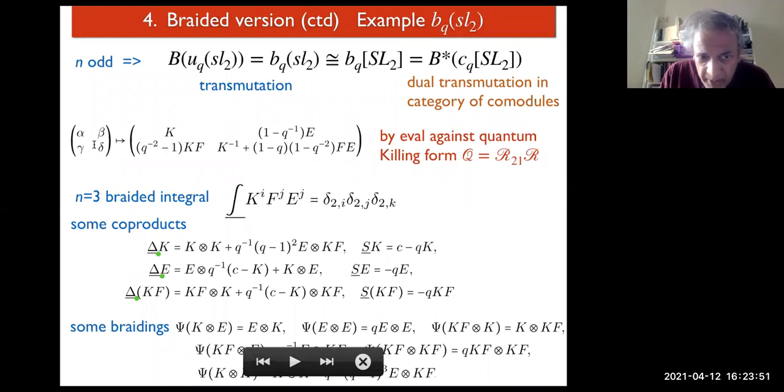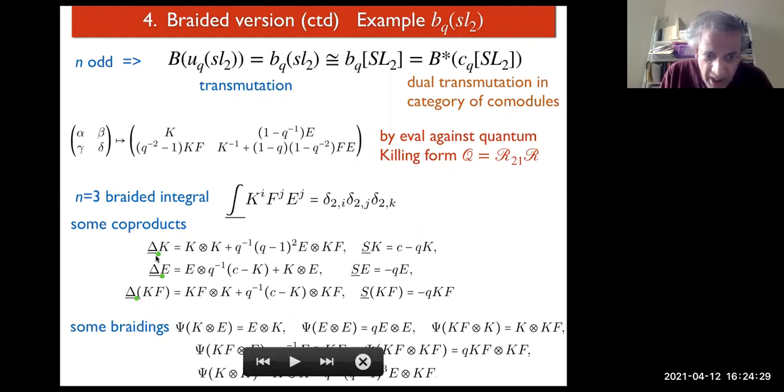This isomorphism by the quantum Killing form actually maps them over like this, where this guy has the same algebra as UQSL2. Now, the integral, as I said, we follow that procedure that I told you. I've spelled it out here for n equals 3. This is the braided integral. I put another line to remind you that it's braided on BQSL2. This is what you obtain. And it's different from the previous one. It has a different flavor. It has support in the top degree, but here i is 2. It's top minus 1 instead of i being 1.